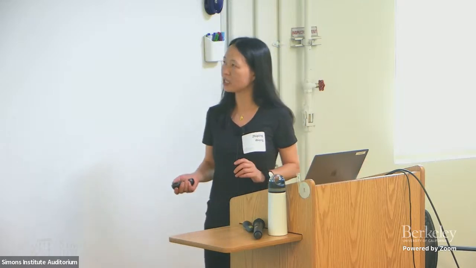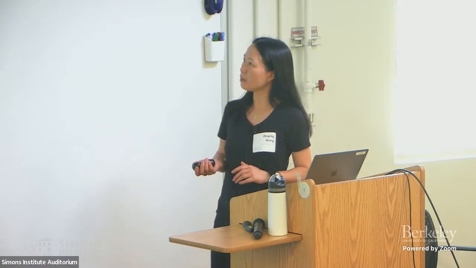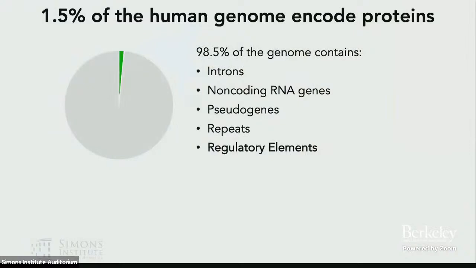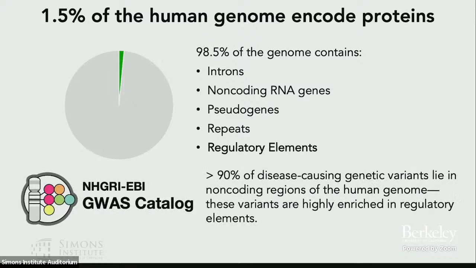Just a little bit of motivation. As you all know, 1.5% of the human genome encodes for proteins. And we are very interested in regulatory elements, which are, we think, the interesting bits of the non-coding genome. The reason we're interested in regulatory elements is that ultimately we want to understand the variants that differ among our genomes. How are they related to our phenotypes? The interesting thing is these genetic variants are highly enriched in regulatory elements.